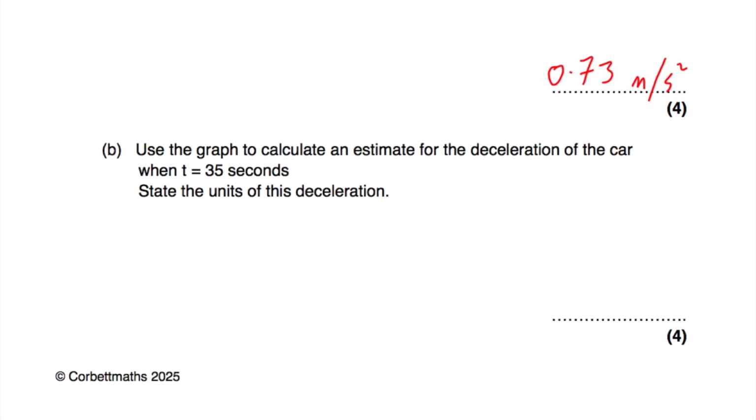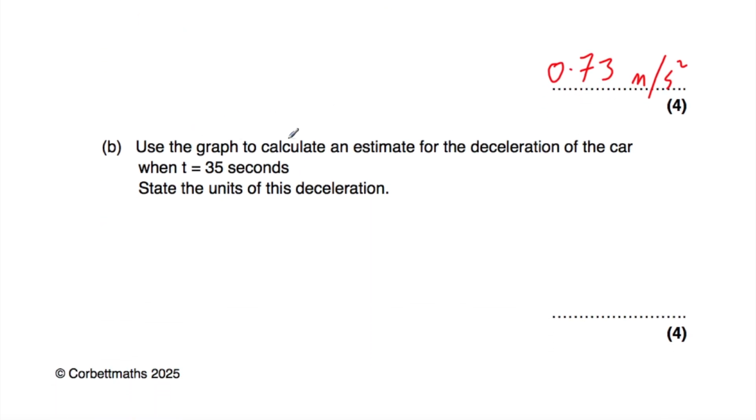Okay, and then if we have a look at part B, part B says use the graph to calculate an estimate for the deceleration of the car whenever time is equal to 35 seconds. We've been asked to state the units for the deceleration. First of all, we know the acceleration is meters per second squared, so the deceleration is also going to be meters per second squared. I'm just writing that there to begin with.